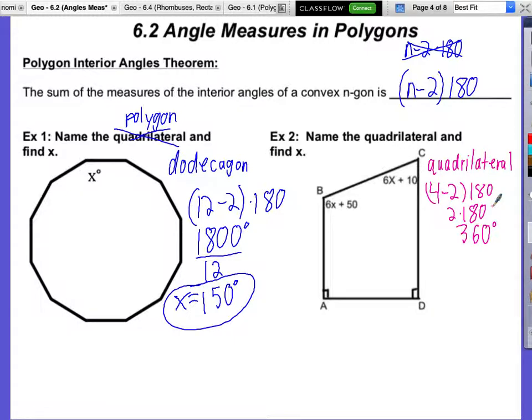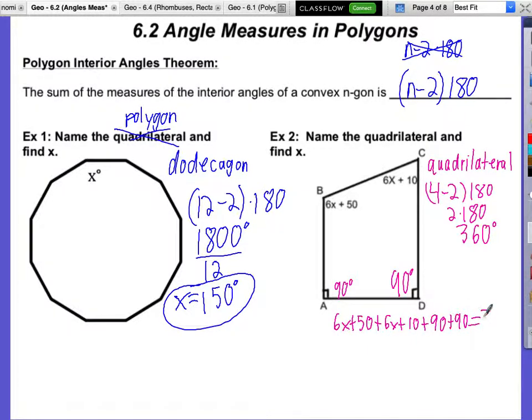Emma? Can you put them into an equation? Okay, what kind of equations do you think we'd have? Could you do 6x plus 50 plus 6x plus 10? Okay, and then we need to add these angles, right? So what's this angle measure? 90. What's this angle measure? 90. So could we put plus 90 plus 90, or plus 180 because it's 90 plus 90? Okay, and what would this equal?